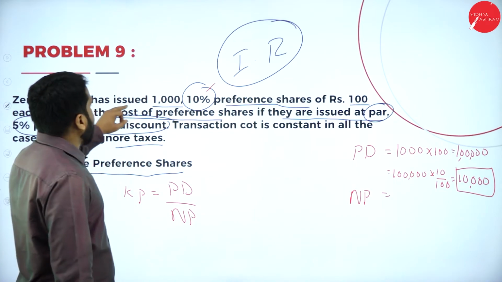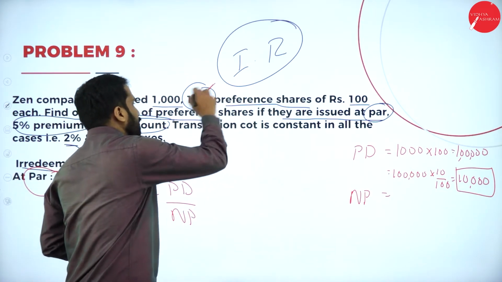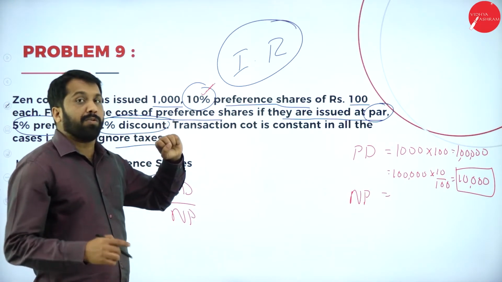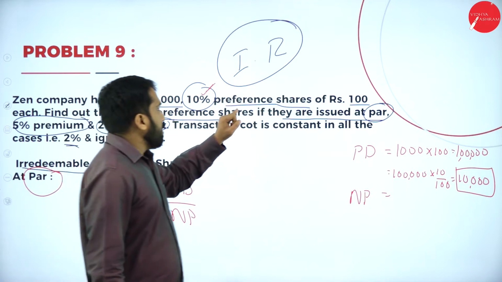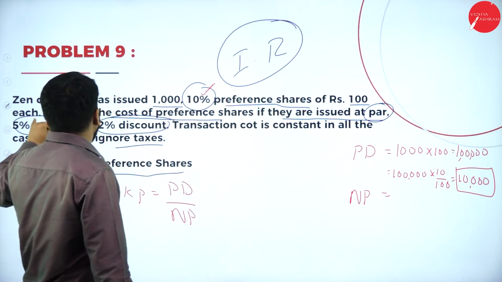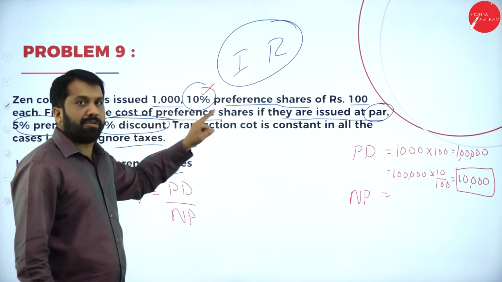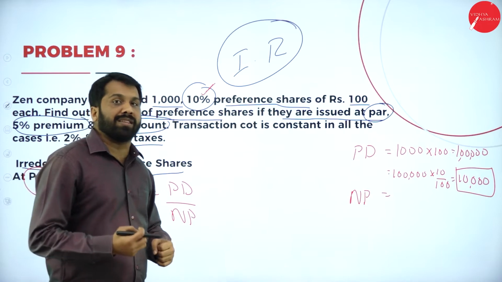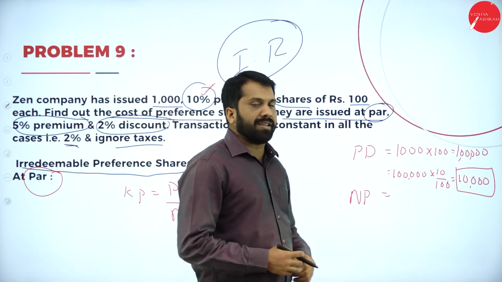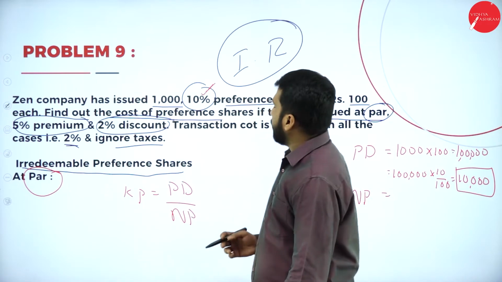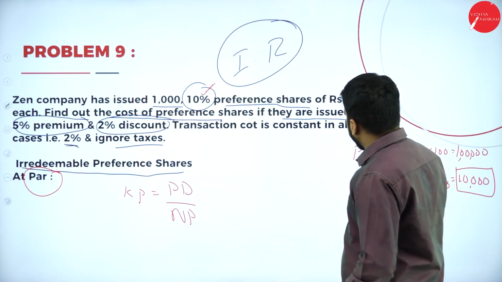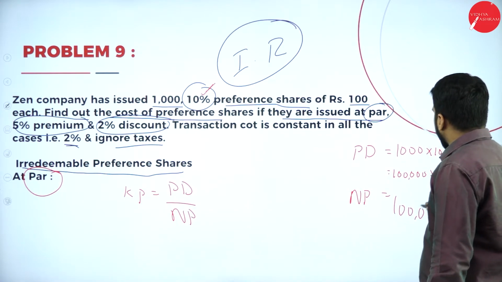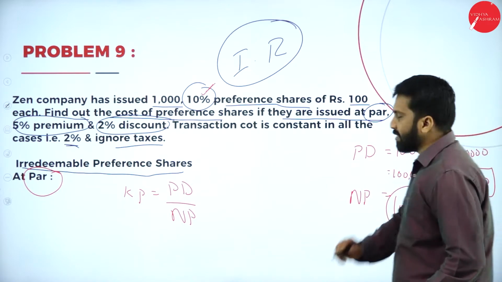Dividend, how to calculate? Calculate the actual value and on that apply your percentage. Zen company has issued 1000 10% preference shares, which means the dividend percentage is 10%. On what price should it be calculated? On 100 each. So how many shares? 1000. What is the value of a share? 100. Multiply, you will get the total value, which is 1 lakh. On 1 lakh, 10% will be 10,000. Now, this is done. Now we'll go for your net proceeds. Net proceeds is very simple. What is the total value? 1 lakh. The total value itself is the net proceeds.